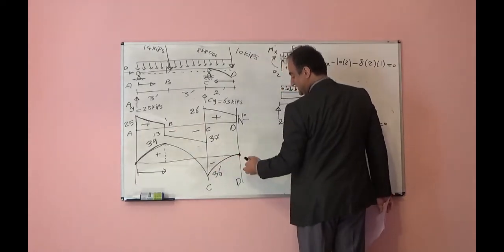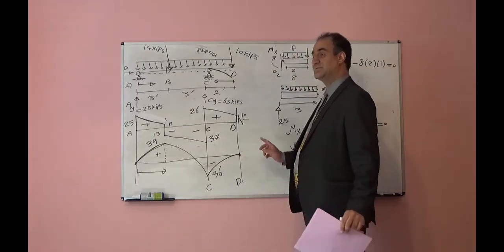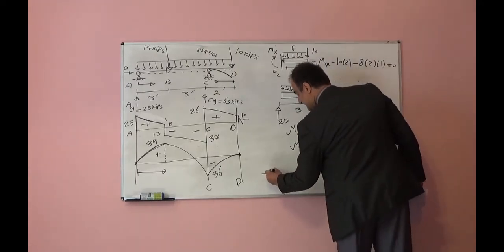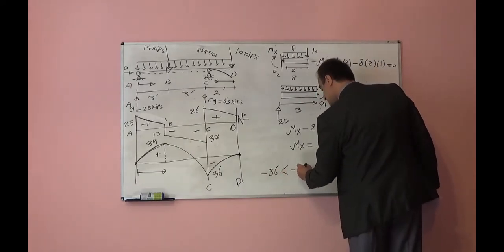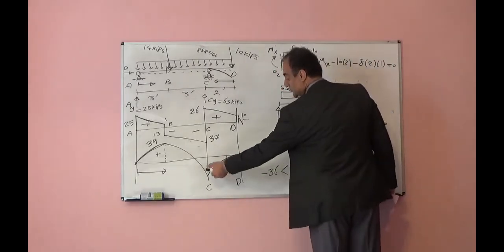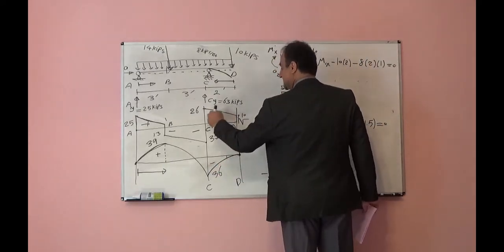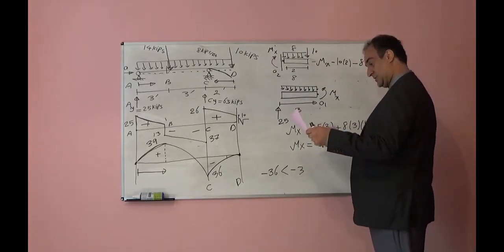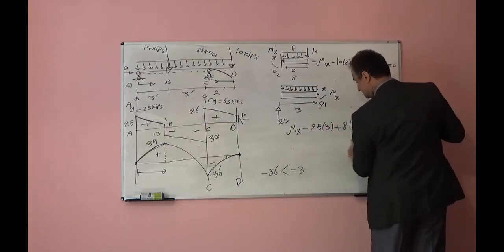Moment is increasing. How is it increasing? The absolute magnitude is decreasing. But if we consider the negative sign, for example, negative 36 is less than negative 3. So if negative 3 is greater than negative 36, then considering the sign, the moment is increasing. Shear should be positive. This is about that beam moment and shear diagram. Let's look at the frame.